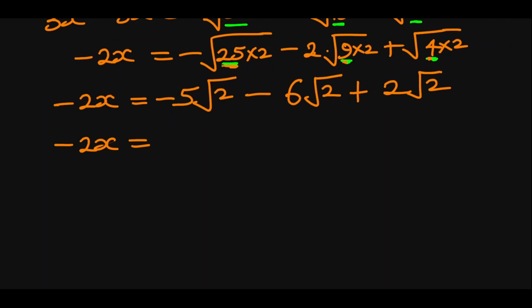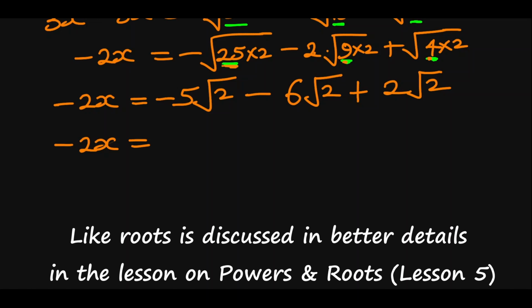Now if you recall the lesson on powers, lesson 5, when we discussed roots and surds, we said that roots behave like variables. So we can have like roots and unlike roots, or like surds and unlike surds. In the same way, we know that this is root 2 in all these terms. So now they are behaving like variables, and we have to add and subtract them as if they are variables.